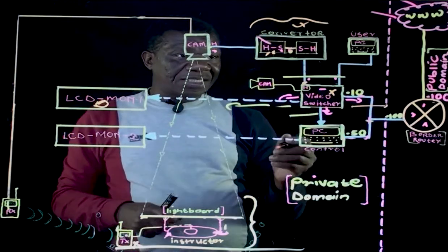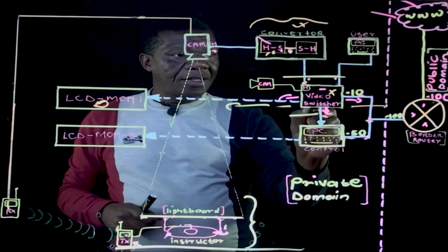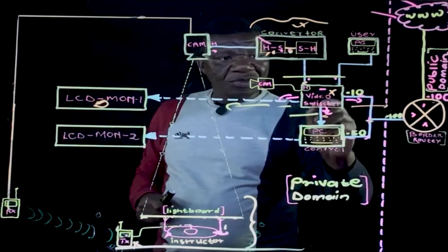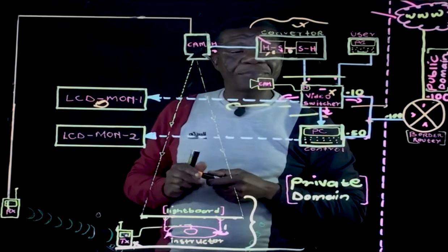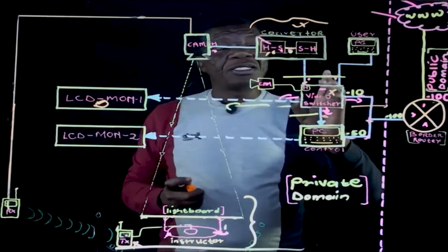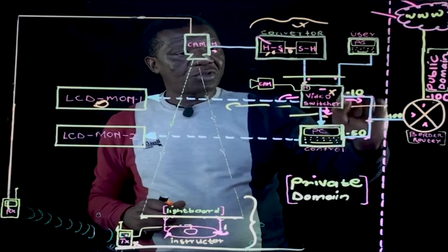The next thing is this guy. So there is a connectivity between the video switcher and the PC. This PC happens to be a control computer. Now, its purpose is basically to take everything that the video switcher is seeing.